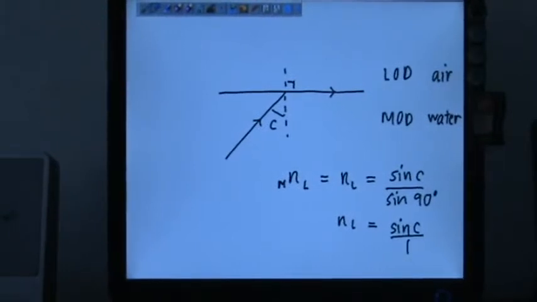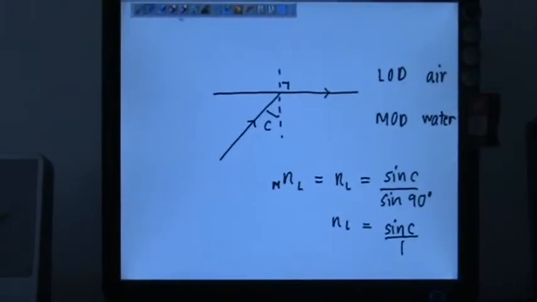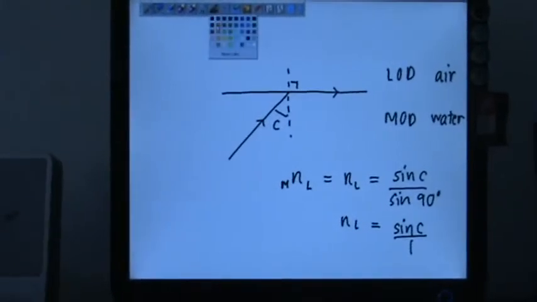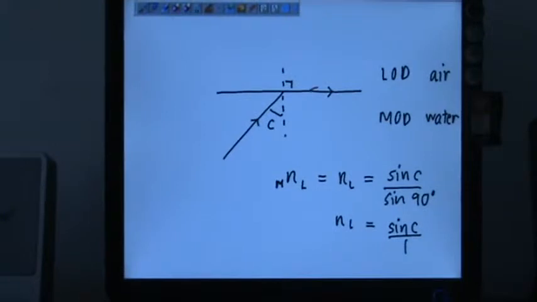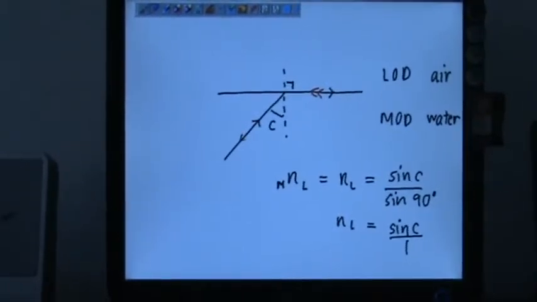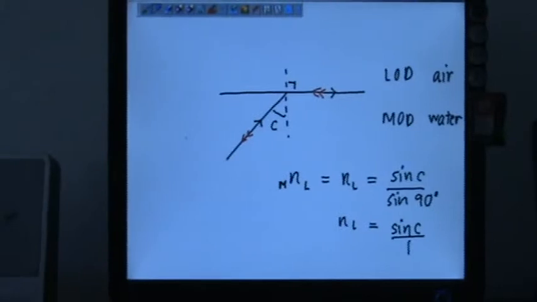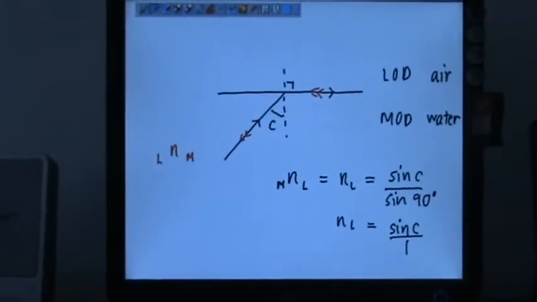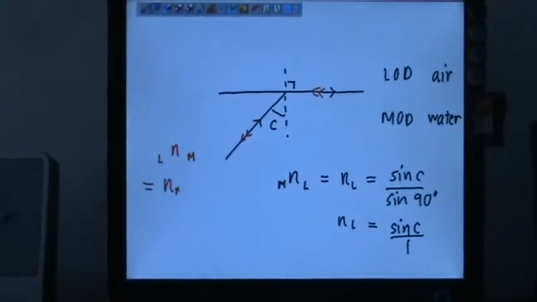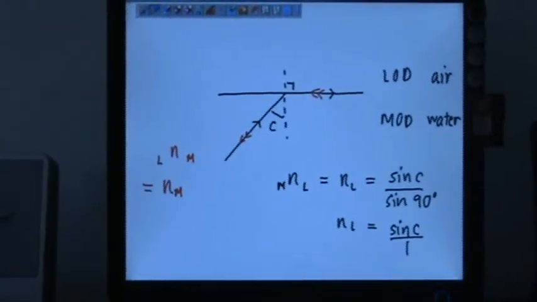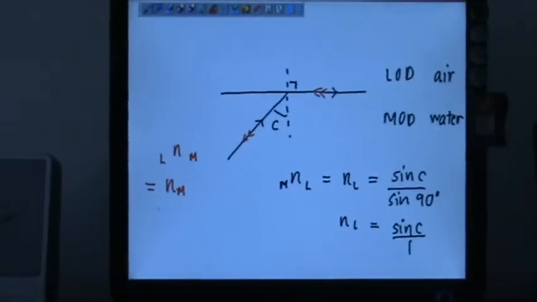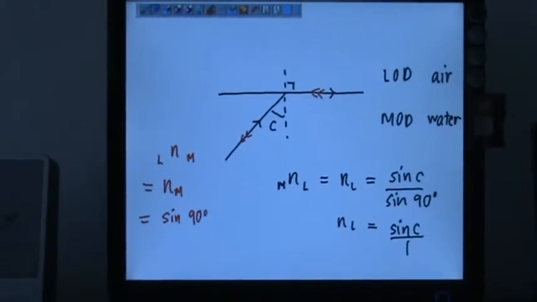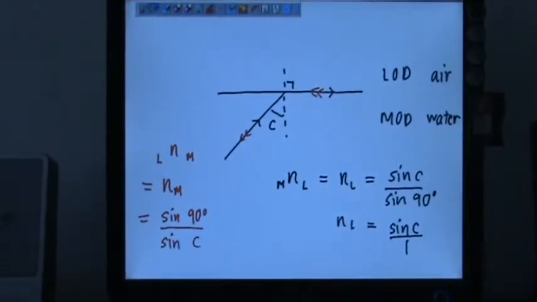But I'm more interested in finding the refractive index of water. So I use another color to represent this direction, a double arrow in red. This double red arrow tells me that I'm supposed to go from less dense to more dense material. So I'm actually finding the refractive index of the more dense material, which is the water. So I can take sine i over sine r, which is sine 90 over sine C.